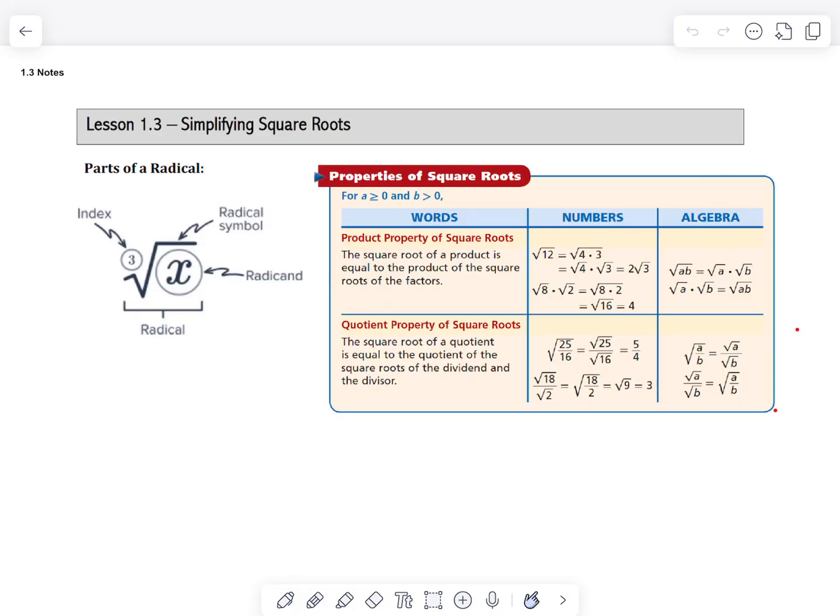So there are two properties. There's the product property and the quotient property. The properties in this chart are on the right-hand side, so you can expand them out or condense them back together. And then there are some examples in the chart below.